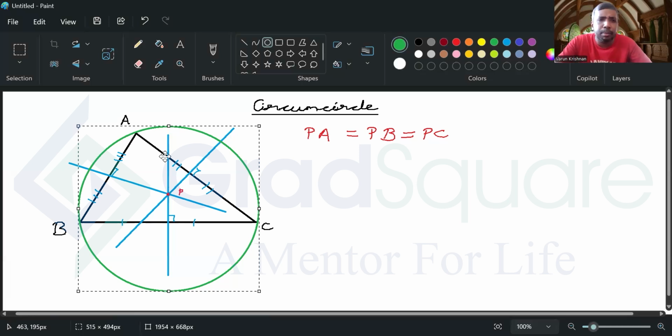If you have got 3 non-collinear points on a plane, then definitely one circle will pass through them. Also, only one circle will pass through them. You cannot have 2 circles passing through the same 3 non-collinear points. So to define a unique circle, we need to define 3 non-collinear points on a plane. That property of circles gets revealed by the existence of the circumcircle of triangles.